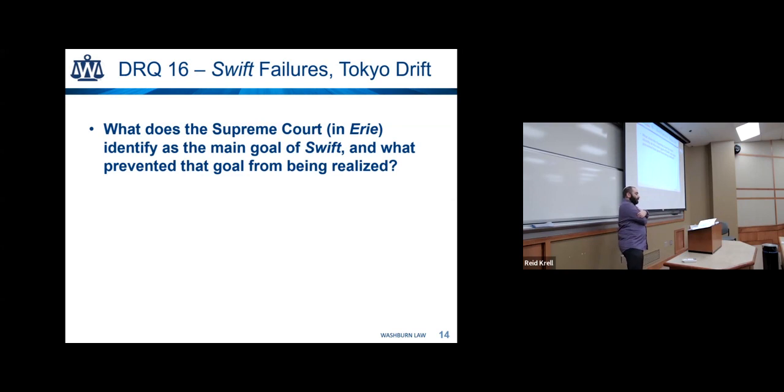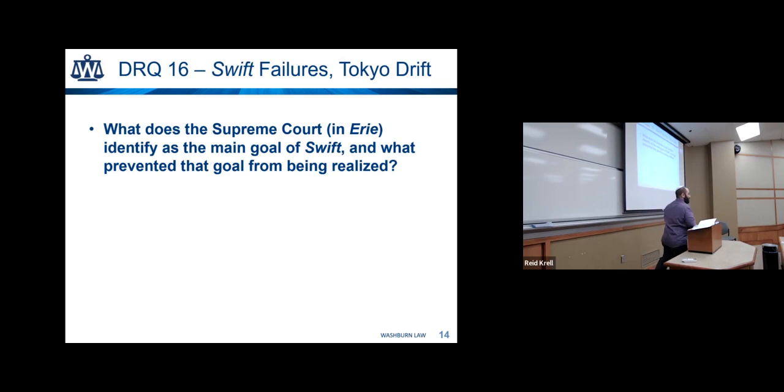Mr. Roberts, what, according to the Supreme Court in Erie, is the main goal that they were attempting to accomplish with the Swift regime? I'm confused by the question. Are we on number 16? Yes. That doesn't reference Erie. I added it because I wanted to make sure that you understood that when we ask what the Supreme Court says, we're referring to the thing you actually read, which was Erie.